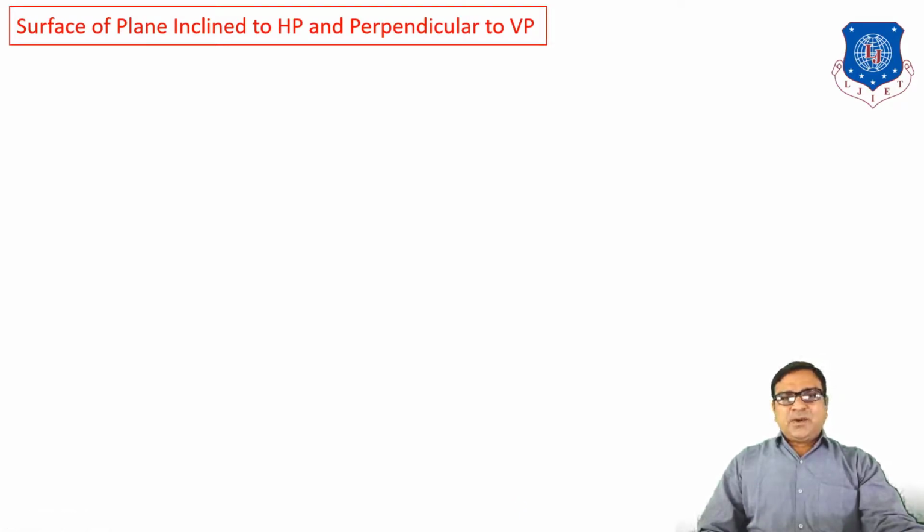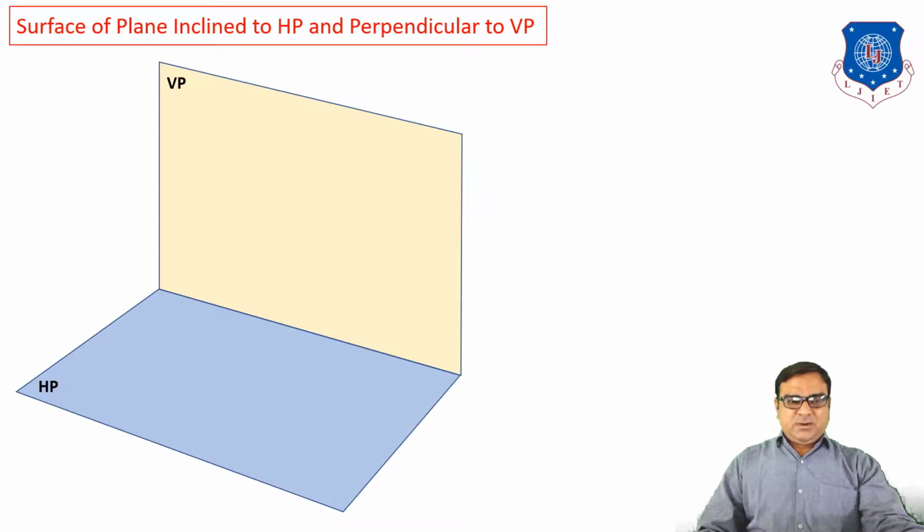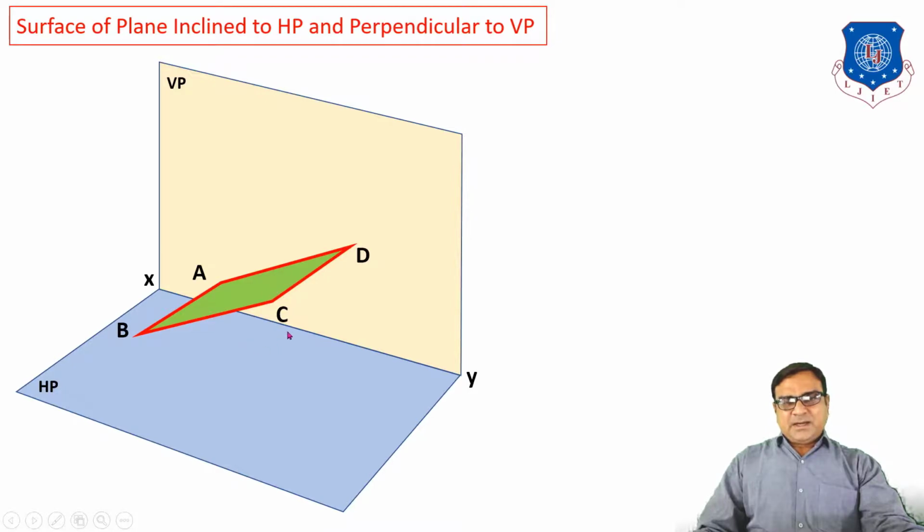Surface of the plane inclined to HP and perpendicular to VP. So here, horizontal plane, vertical plane, XY line. And we keep the plane in such a way that it makes an angle with the horizontal plane and the surface of the plane is perpendicular to VP. So here theta is the inclination between the surface of the plane and our reference plane HP. So for the front view, the projection of the plane on the vertical plane is a line, because the plane is perpendicular to VP, and the front view A dash B dash C dash D dash makes an angle of exactly theta.